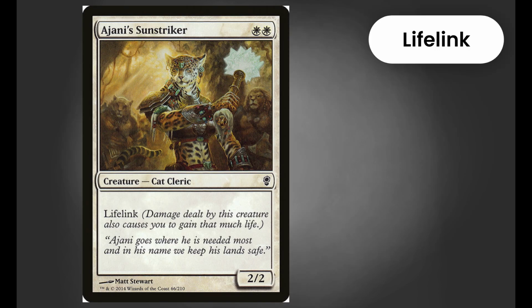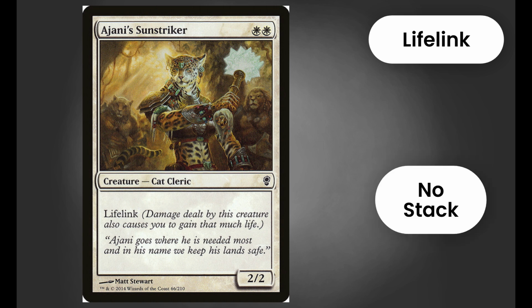Lifelink is a mechanic that allows a player to regain life. Whenever a source with lifelink deals damage, its controller, or owner if it doesn't have a controller, gains life points equal to the damage dealt. This is not an ability that goes on the stack. The life gain is applied at the same time damage is dealt.